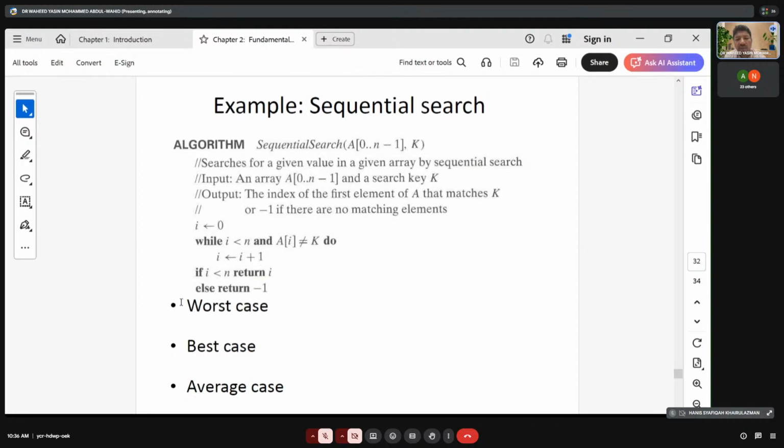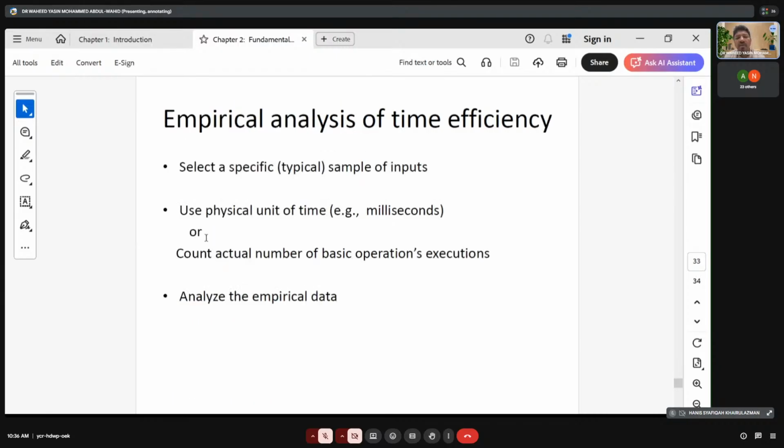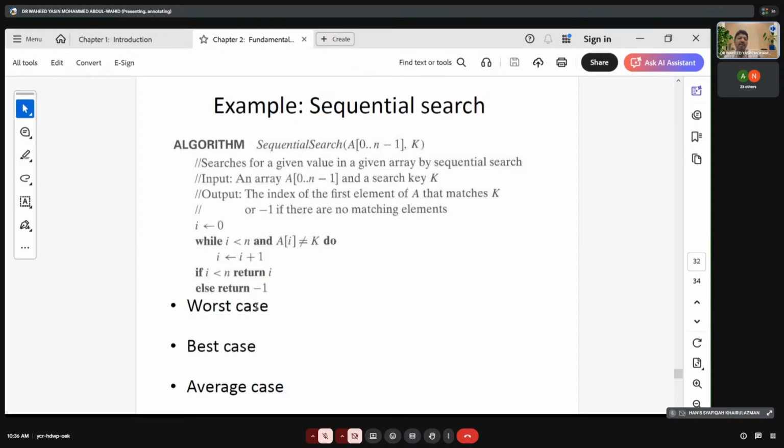So here we want to study the worst case, best case, and average case. The best case is if the key is the first element. The worst case is if the key is the last element or not in the array. The average case is in between.